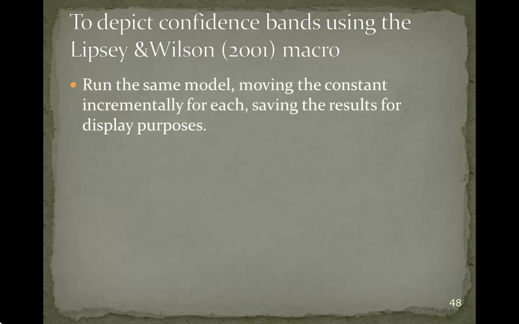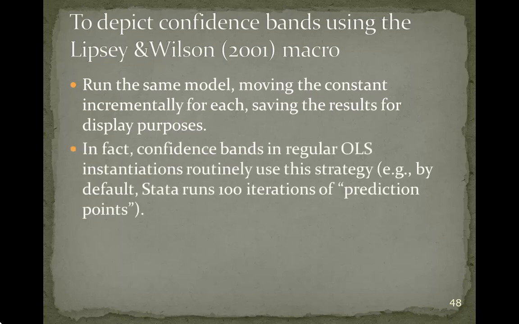So if you were doing this in the Lipsey and Wilson macro and you wanted to have confidence bands, you would run the same model, moving the constant incrementally for each and then saving the results for display purposes. I mean, you might be able to do this in 10 or 20 swoops. And when we've done this in practice, we've run as many as like 1,000 models, since once you get a computer going, you can just sit there running.